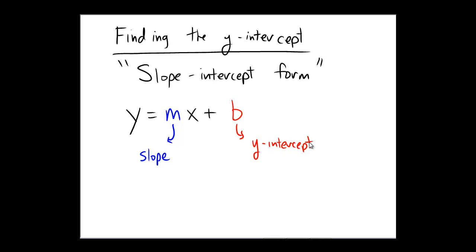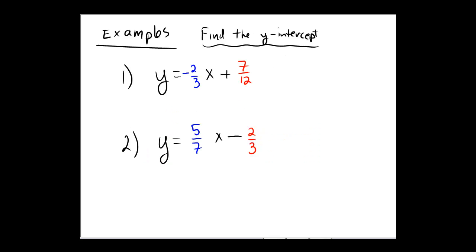So this is the motivation for the name, the slope-intercept form: when you isolate y, the blue constant m represents the slope, and the red constant b represents the y-intercept. So let's apply this to a couple examples.